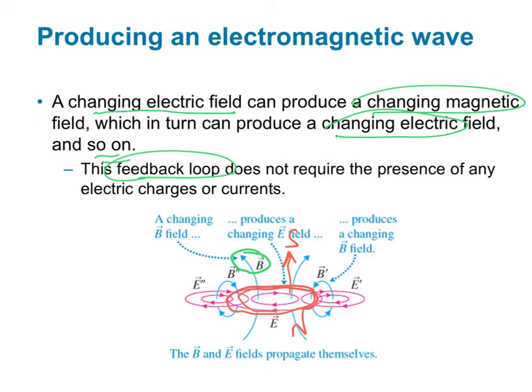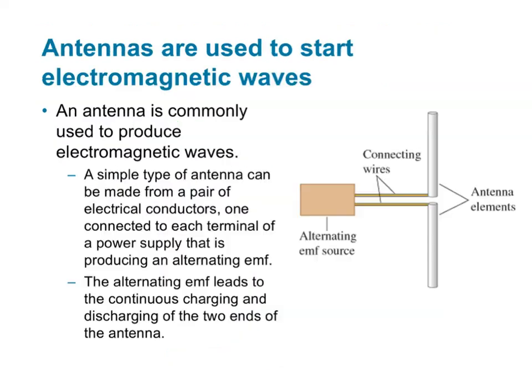Then you've got this changing E field that produces a changing B field over here that produces its own changing E field, and it just continues to go on, obviously with weaker intensity as you go further out the chain. So that's the genesis of the electromagnetic wave and how it gets started.